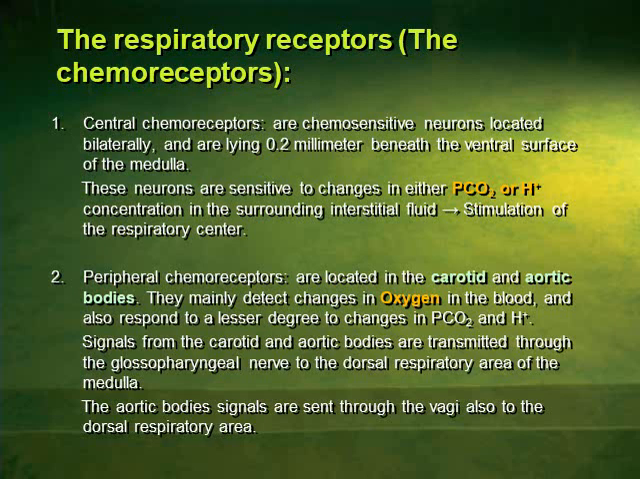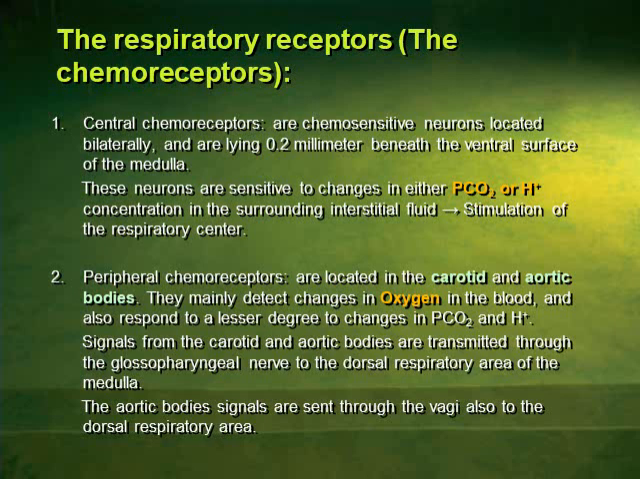The neurons there are sensitive to changes in either the partial pressure of carbon dioxide or hydrogen ion concentration in the surrounding interstitial fluid. Please note that the interstitial fluid there is the cerebrospinal fluid. And any change in the partial pressure of carbon dioxide or hydrogen ion concentration of the cerebrospinal fluid will end in stimulation of the respiratory center.